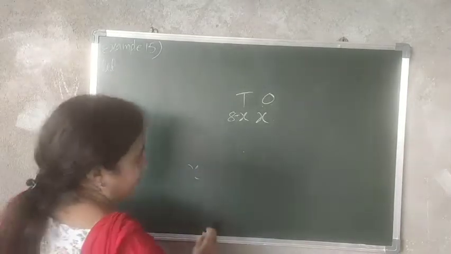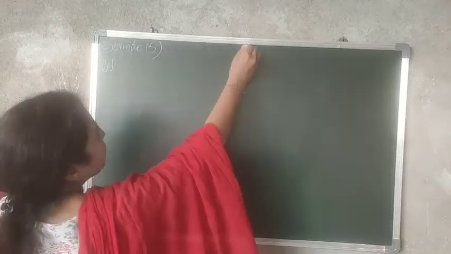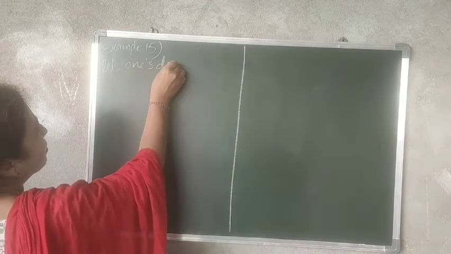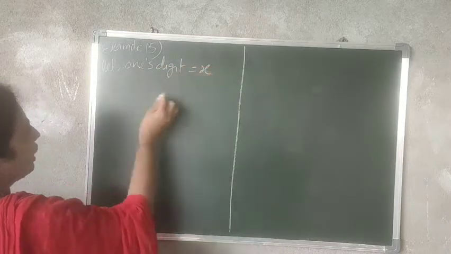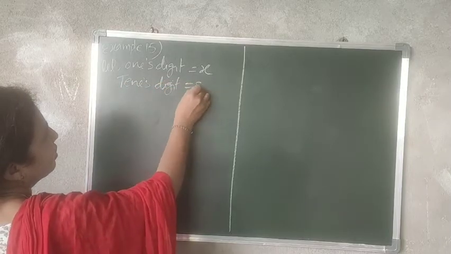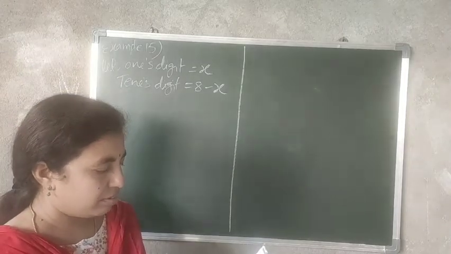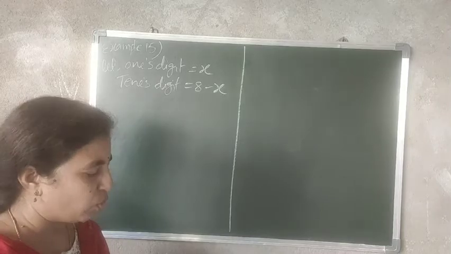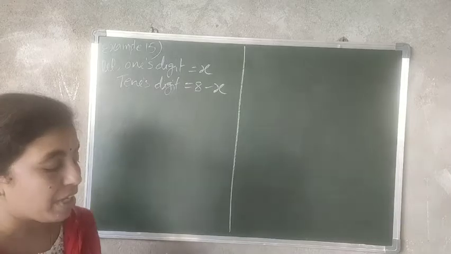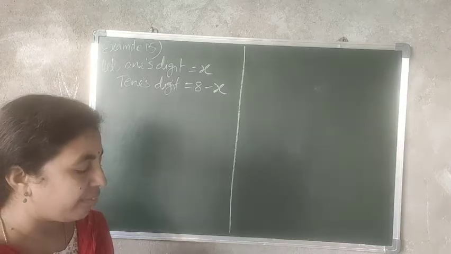So using that, if I consider 1's digit as x, let 1's digit be equal to x, then 10's digit is 8 minus x. Okay, that is based on the first statement: in a 2-digit number, the sum of the 2 digits is 8. Based on that, I have considered 1's digit as x and 10's digit as 8 minus x. Next, if 18 is added to the number, its digits are reversed.